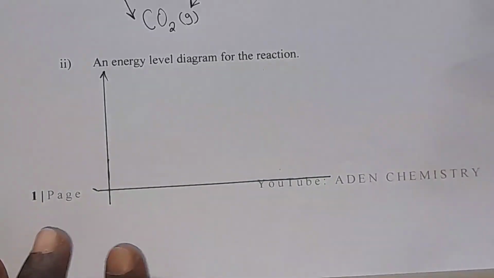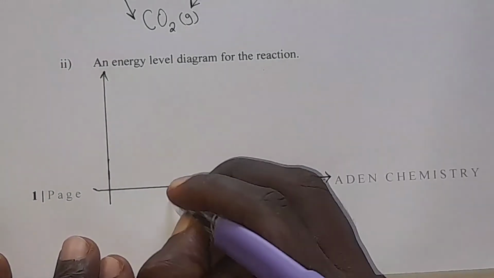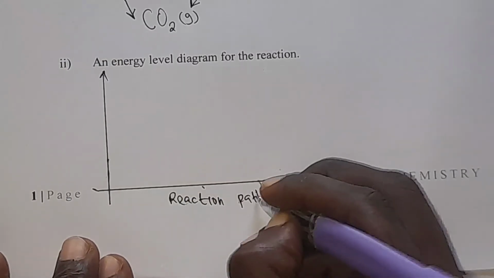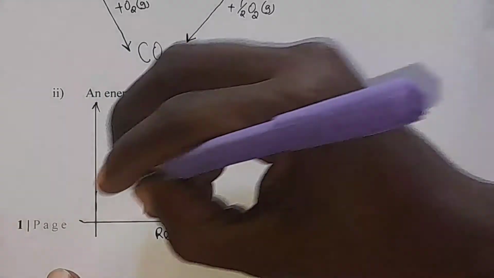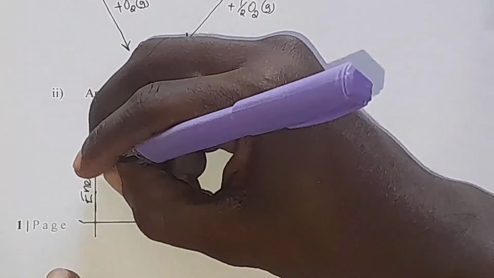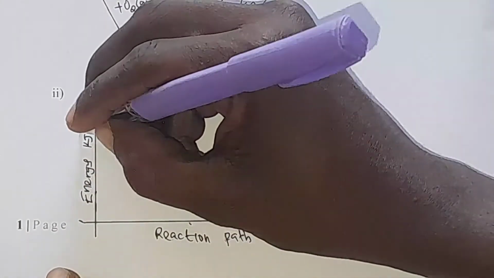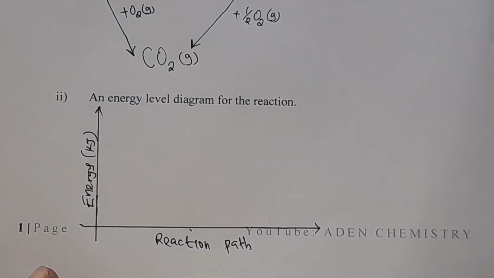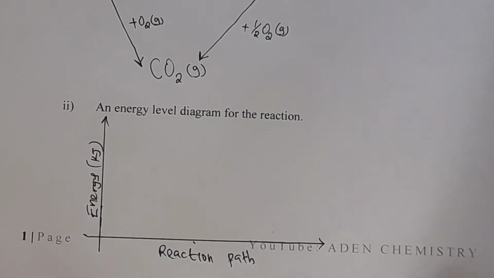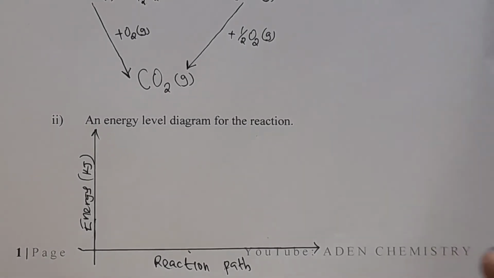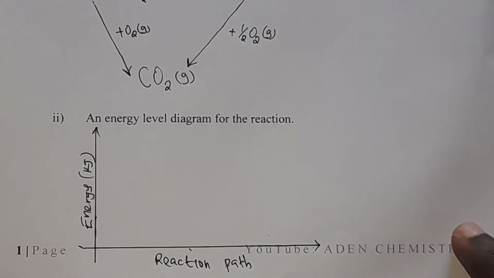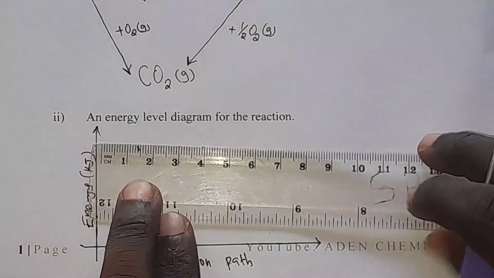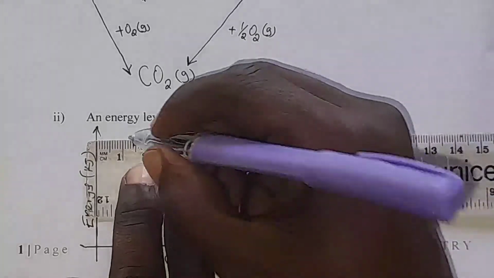So on the x-axis, this side, we are going to write reaction path. And on this other side, we are going to write energy in kilojoules, kJ. Okay, so you can draw an energy level diagram by first of all knowing the heat of formation, or the reaction for the formation of carbon monoxide. If you know that, we are going to have it go up, because that is also an exothermic reaction.